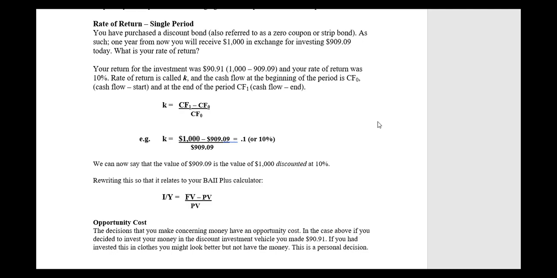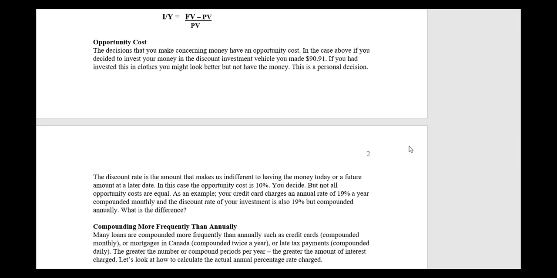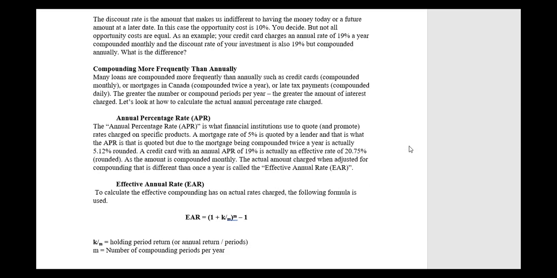So in the example here, you're going to get $1,000 1 year from now, but you have to invest $909.09 today. What is the rate of return? So it's ending minus beginning divided by beginning. We get a 10% rate of return. Next thing the notes takes you through is the opportunity cost. We talked about that in the slides.